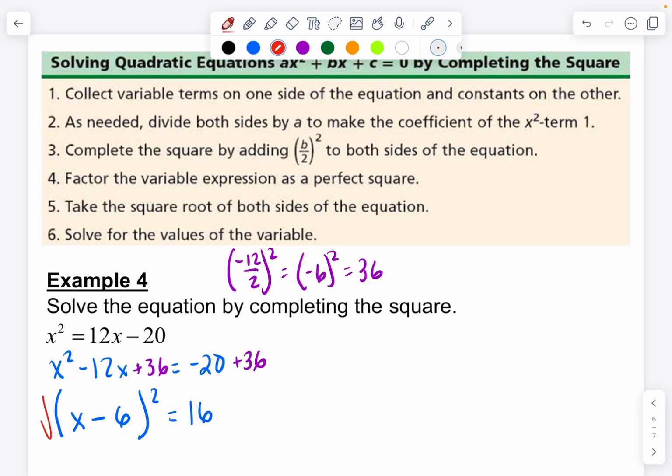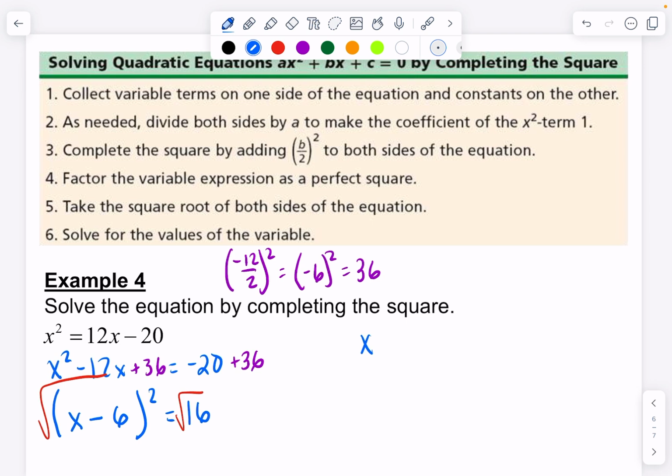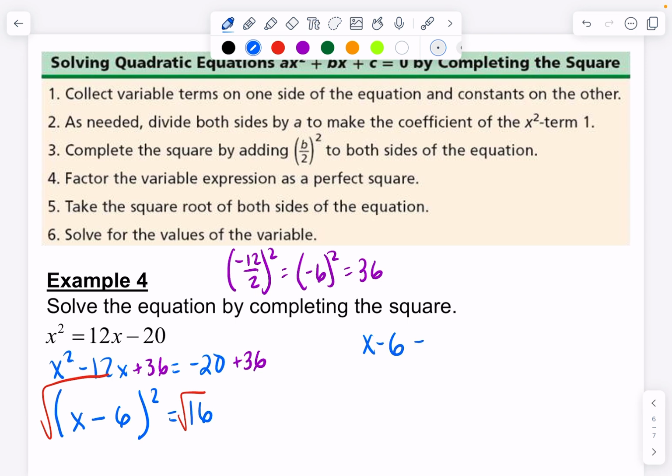Then we square root both sides. So I get x minus 6 is equal to plus or minus 4. Then I add the 6 over, so I have 6 plus or minus 4. One of my biggest pet peeves as a teacher: students leave it like that. What's 6 plus 4? Well, that's 10. 6 minus 4, that's 2. Those are my two answers.